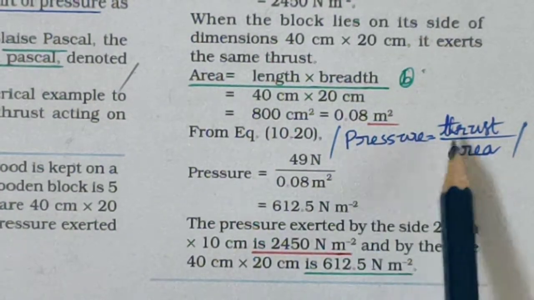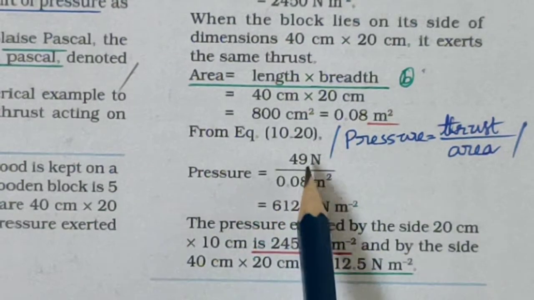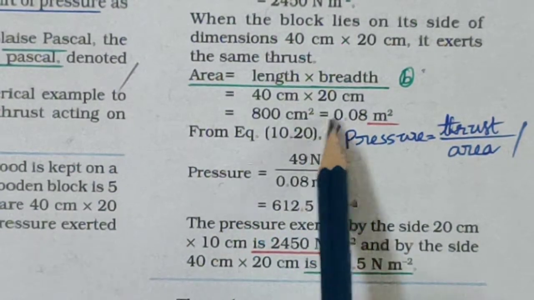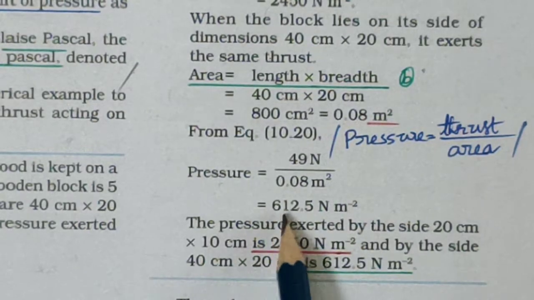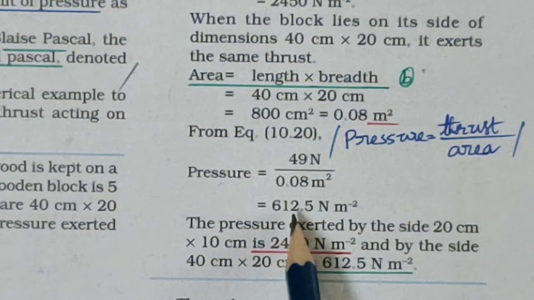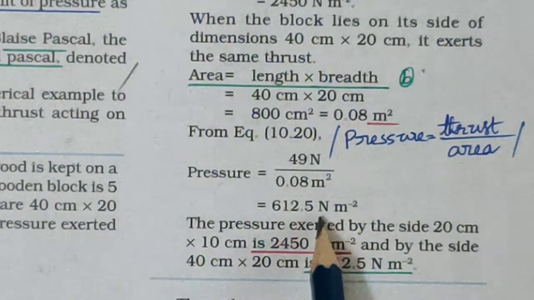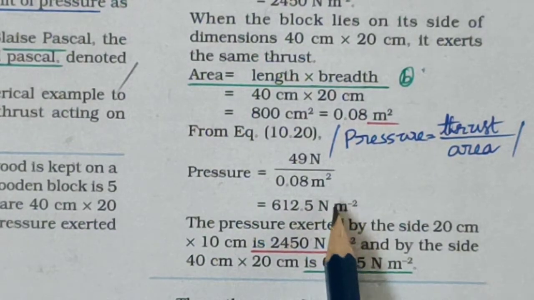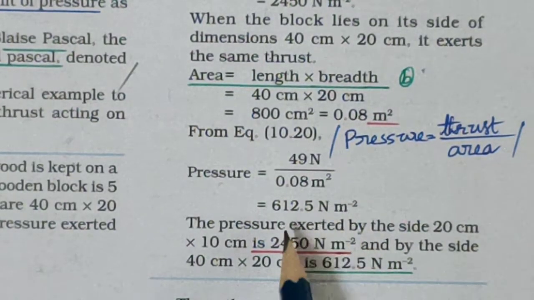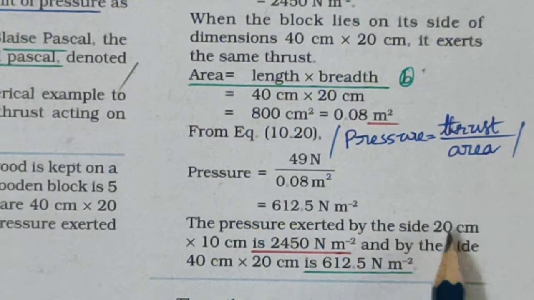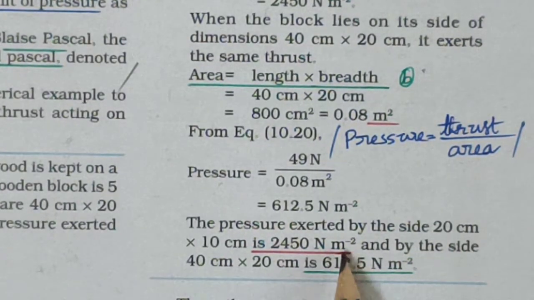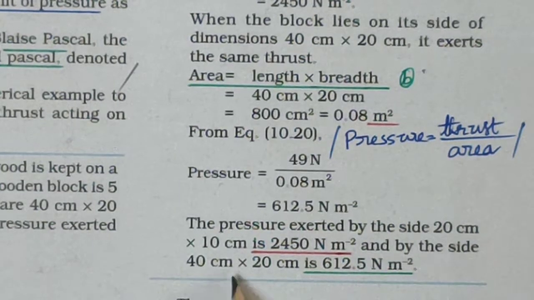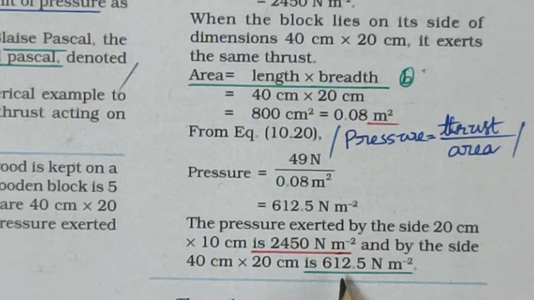So we know that pressure is equal to thrust by area. Pressure is equal to 49 divided by the new, larger area, 0.08 meters square. The pressure exerted on the table is 612.5 newton per meter square. As the area increases, the pressure is going to be less. The pressure exerted by the side 20 centimeters by 10 centimeters is 2450 newton per meter square, and by the side 40 by 20 centimeters, it is 612.5 newton per meter square.